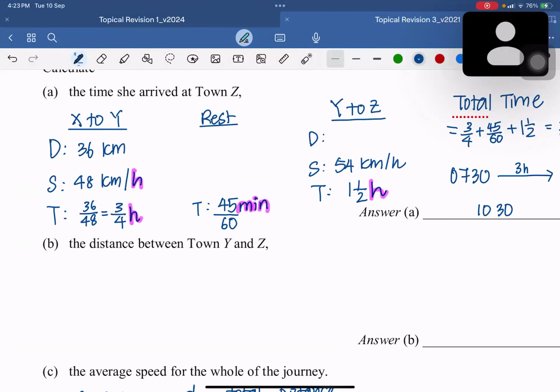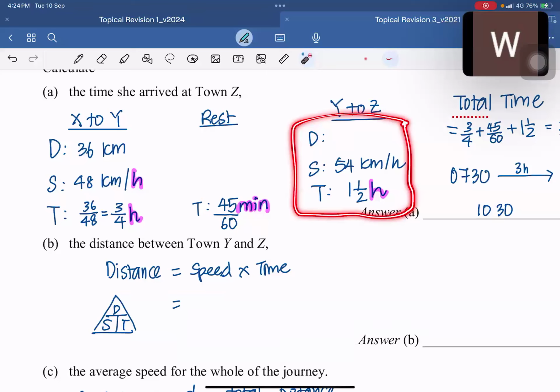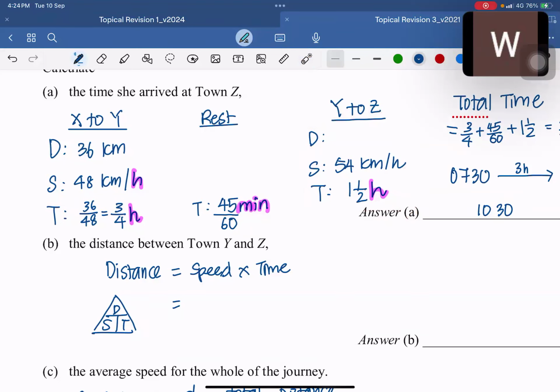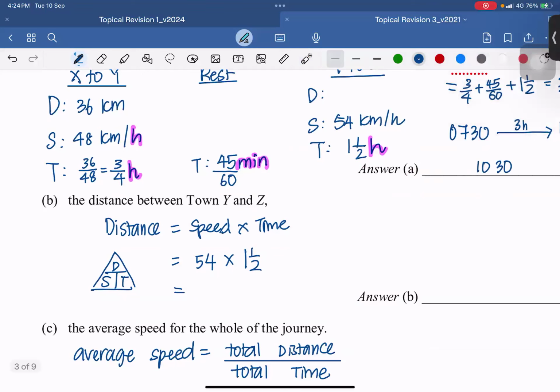Time divided by speed. No, speed divided by time, sorry. Distance equals to DST, right? I cover my D. Distance equals to speed times time, sorry. Yeah, speed times time, right? So for this part of the journey, what is the speed? What is the time? Speed is 54 kilometers per hour. Time is 1.5 hours. Can you calculate the answer for me, please? 81. 81, confirm. What is the units? Kilometers. Yes, thank you. So please study, distance equals speed times time. You don't give me the other way around, okay? You're going to divide. Okay, thank you very much.